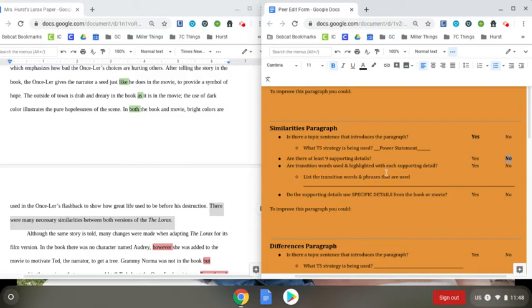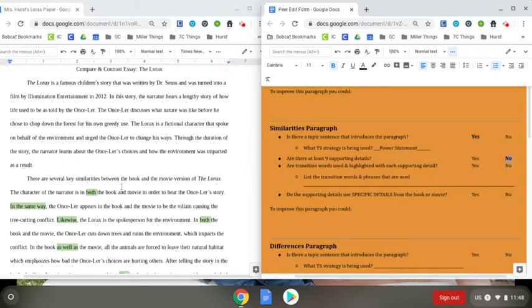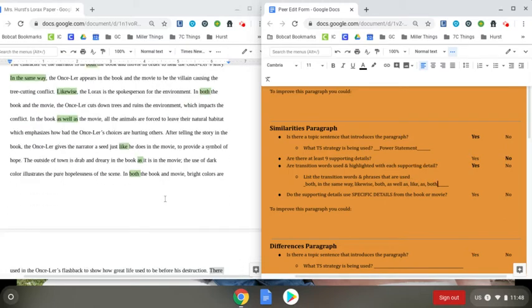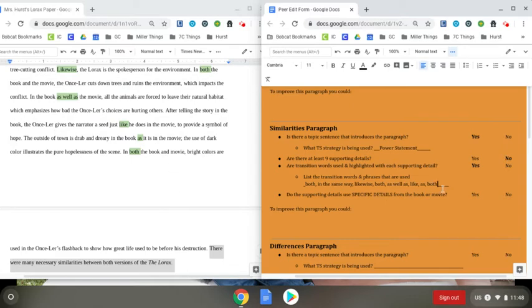Are there transition words used and highlighted in the similarities paragraph? Yep, you can see them all right there. So I'm going to highlight yes. And then where it says list them, you're actually going to write them out, and they're all highlighted for you. So it should be easy. So I'm going to list: both, likewise, both, as well as, like, as, both. And that's it in that paragraph.